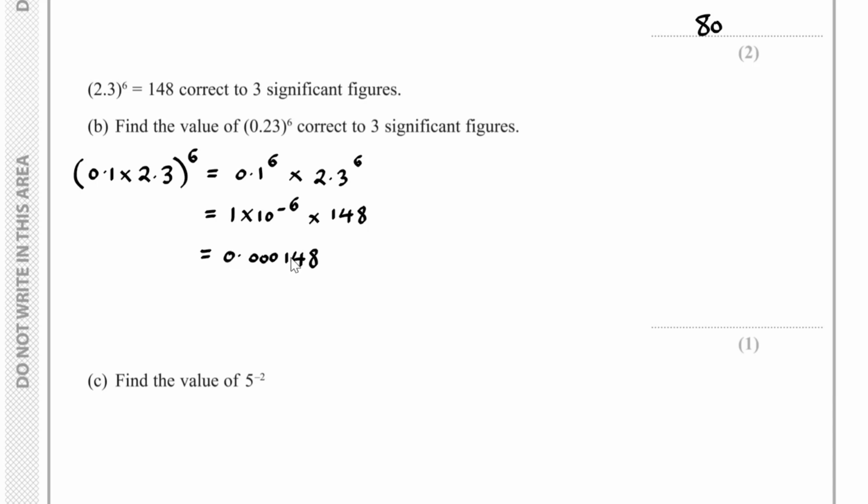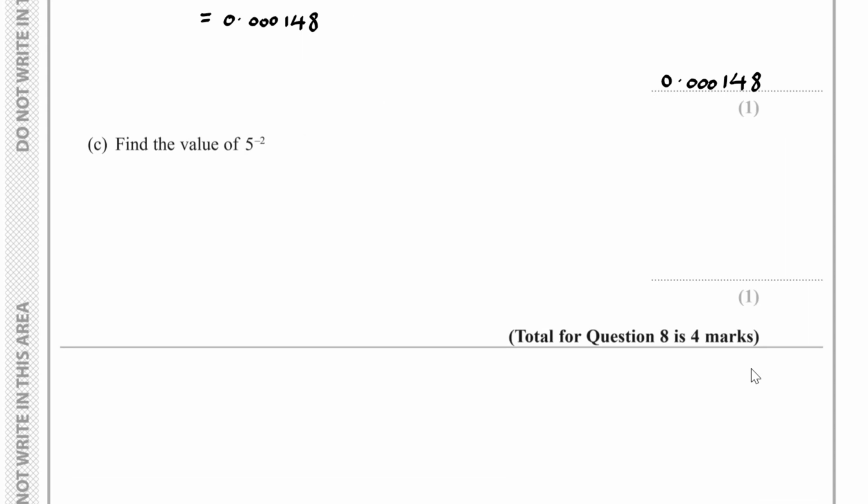Okay? So here we have 0.000148. And now for part C of the question, we have to work out the value of 5 to the power of minus 2. Again, using the laws of indices, 5 to the minus 2 is the same as 1 over 5 squared. So here we have 1 over 25.